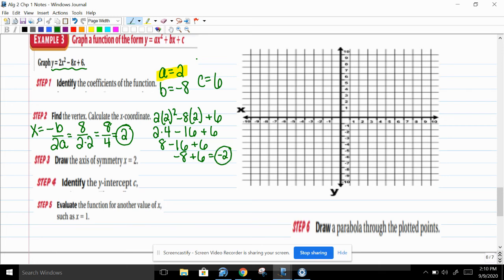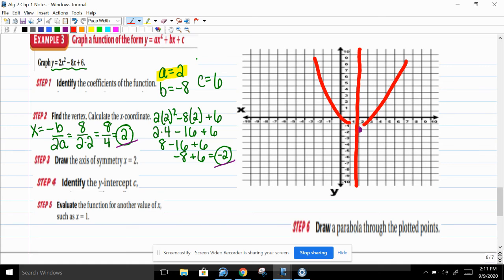Okay, you can use your calculator, obviously, to do all that. So that means, guys, that my vertex is (2, -2). So there's my vertex, which means my axis of symmetry is going to be right here. Okay, that's my axis of symmetry. I already know my graph opens up, so my graph is going to look something like that.